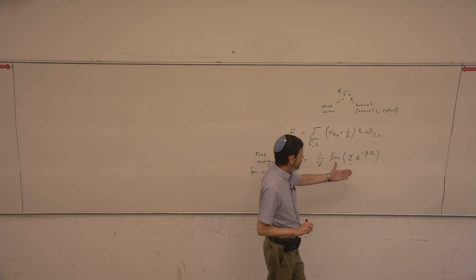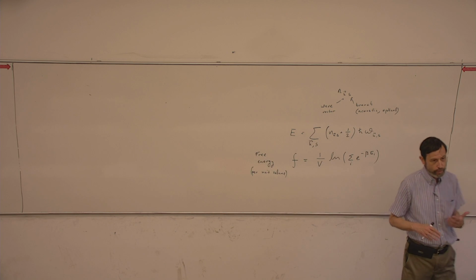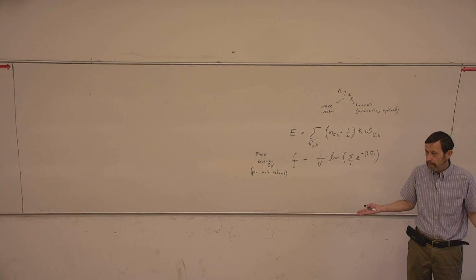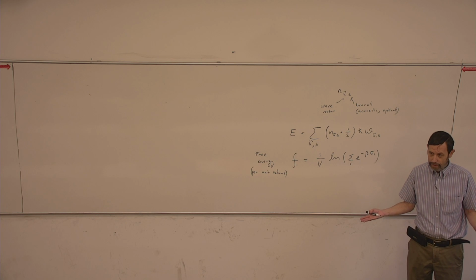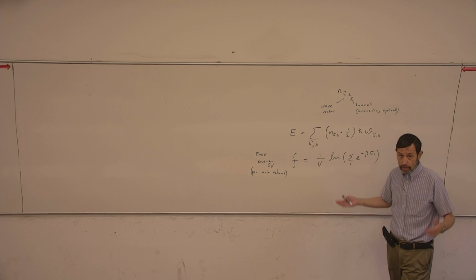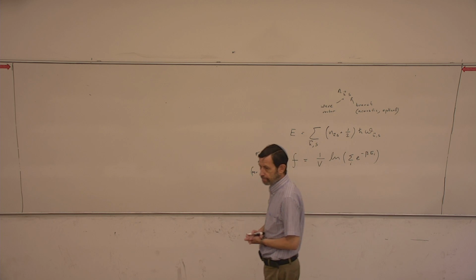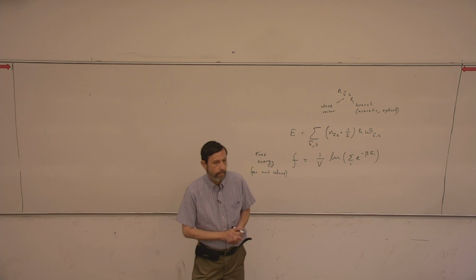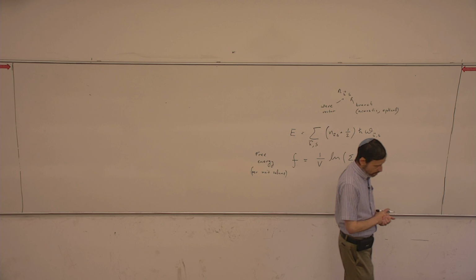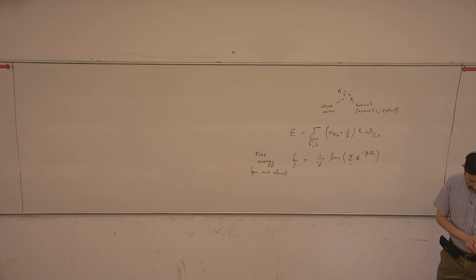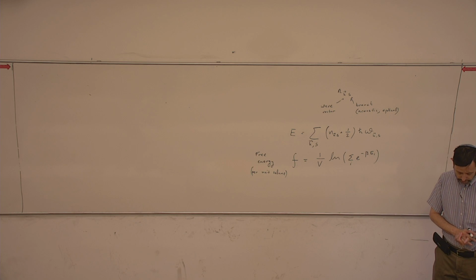Because I don't have here per particle, because particles are not conserved. So I take a volume of the system. Okay, so let's write it down explicitly.